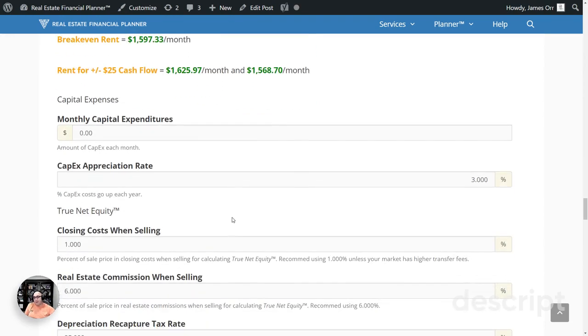Okay, and then clearing up here at the final spot, there's a spot for capital expenses. So if you're setting aside money for capital expenses on the property, replacing roofs, redoing kitchens, replacing windows, all the things of that nature, you can put a separate number in here for monthly capital expenditures. In this particular case, she's setting aside 0, which is not realistic, but it's a placeholder. And then the CapEx appreciation rate, you have it here at 3%.